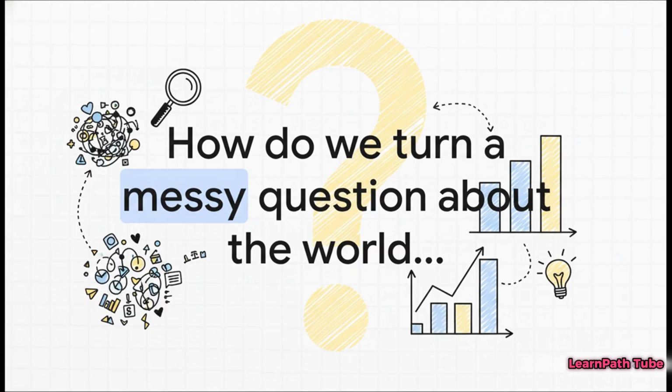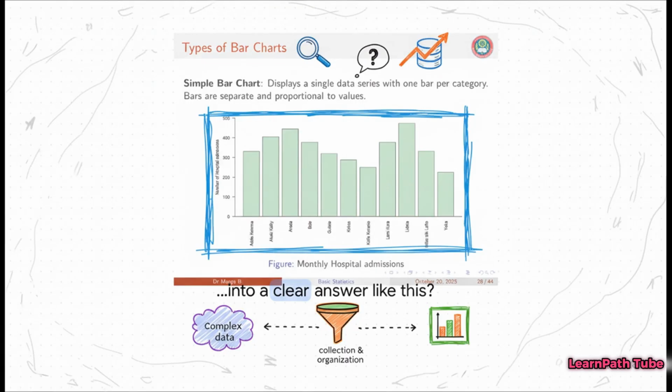So, how do we get from this to this, something so clear and simple that anyone can understand it in a single glance? This is our destination, a clean visual answer. So let's trace the path and see exactly how it's done.